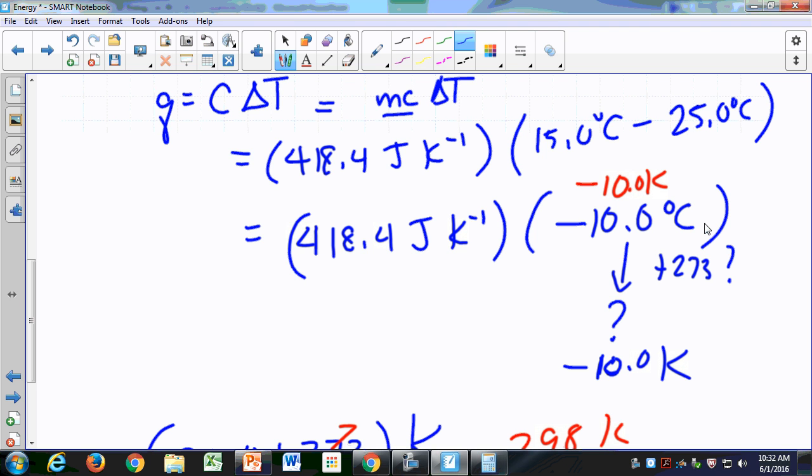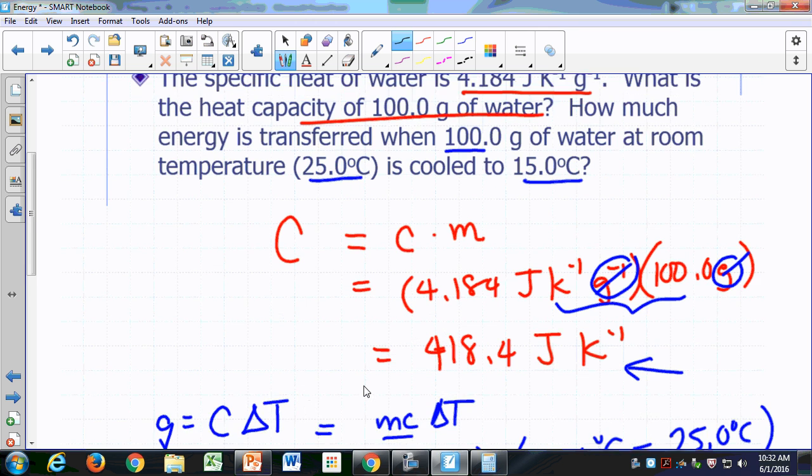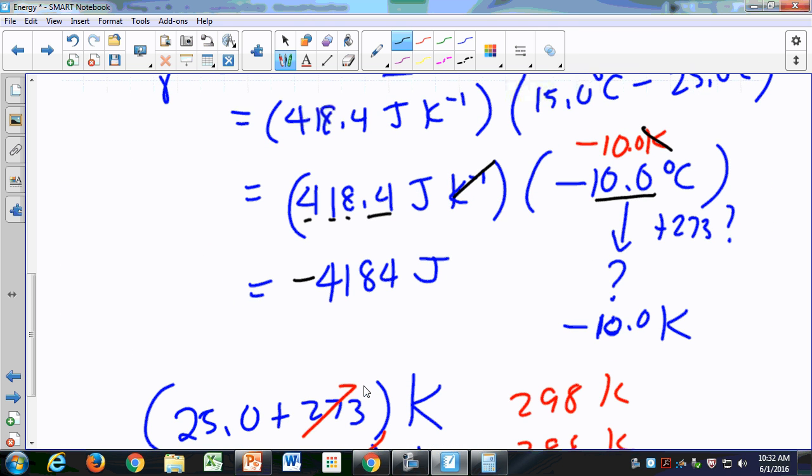Okay, so the answer to this question would be 418.4 times 10. That's going to be 4184 joules. Okay, Kelvin cancels out, and it's going to be negative. And let's check our significant digits. This has 3 significant digits, 10.0. That's 3 sig figs. This is 1, 2, 3, 4 sig figs here. So this should have only 3 sig figs. So my last significant digit is the 8. So I have to round this off to negative 4180 joules.